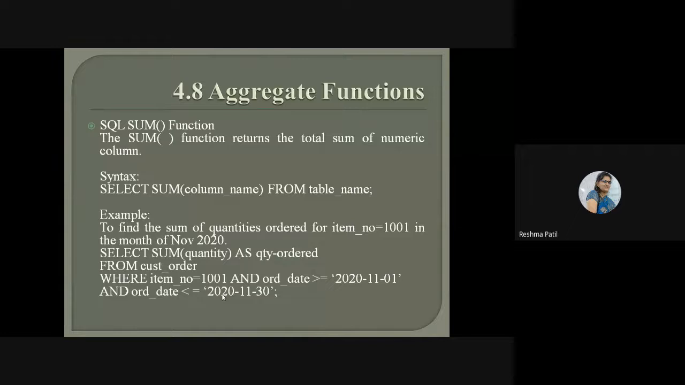So here we are using two conditions. First, we will check the item number, and second, we will check the date. That date should be within the November month. We have worked with this type of queries. You can check this. The only thing is that we are going to take the sum of quantity. So that is the sum function, an aggregate function.